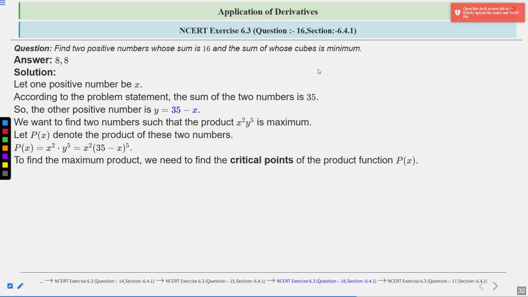Now to find the maximum product, we need to find the critical points of the product function px, right? We do this by calculating the first derivative of px with respect to x, okay?